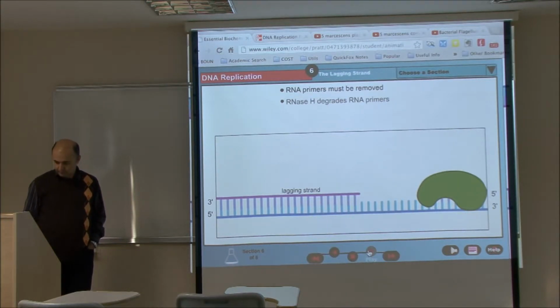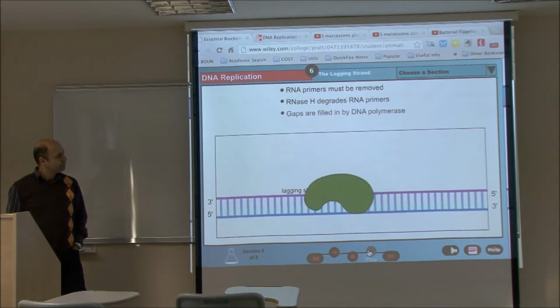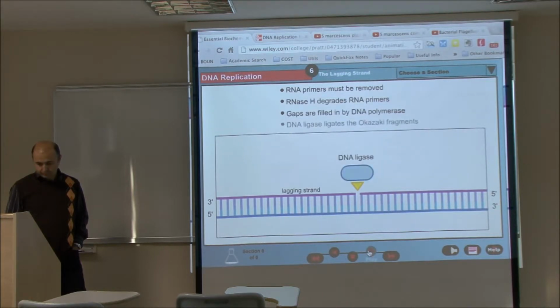Next, the sequence gap created by RNase H is filled in by DNA polymerase, which extends the 3' end of the neighboring Okazaki fragment. Finally, the Okazaki fragments are joined together by DNA ligase, which hooks together the 3' end of one fragment to the 5' phosphate group of the neighboring fragment in an ATP or NAD dependent reaction.